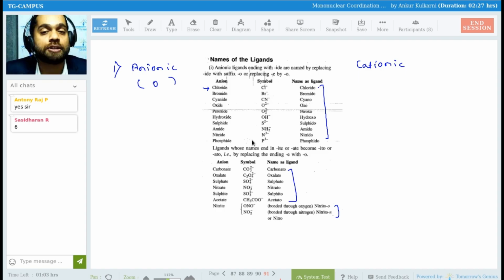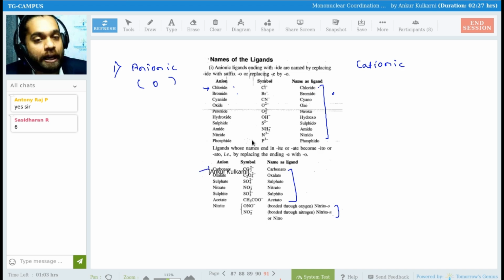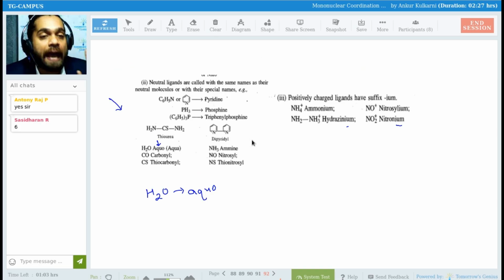I have shared all the possible ligands that you have in coordination chemistry. Anionic ligand we end it with O. So if I have chloride, Sarjana, we will end it with chlorido. Bromide, bromido. Cyanide, cyano. Carbonate, carbonato. Oxalate, oxalato. Sulfate, sulfato. So we end it with O. Neutral ligand we write it as it is.